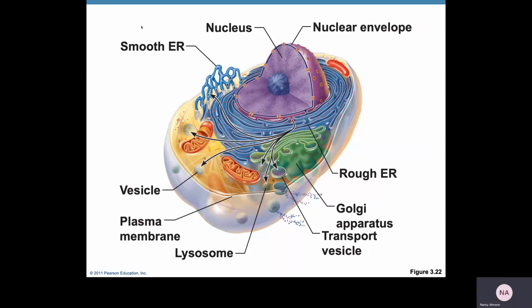Each cell is going to maintain homeostasis at the cellular level. So each cell is a little independent unit, which is going to be able to react to both internal and external changes. In addition, these cells have to interact and coordinate activities at the level of the cell in order to maintain homeostasis for the organism as a whole.